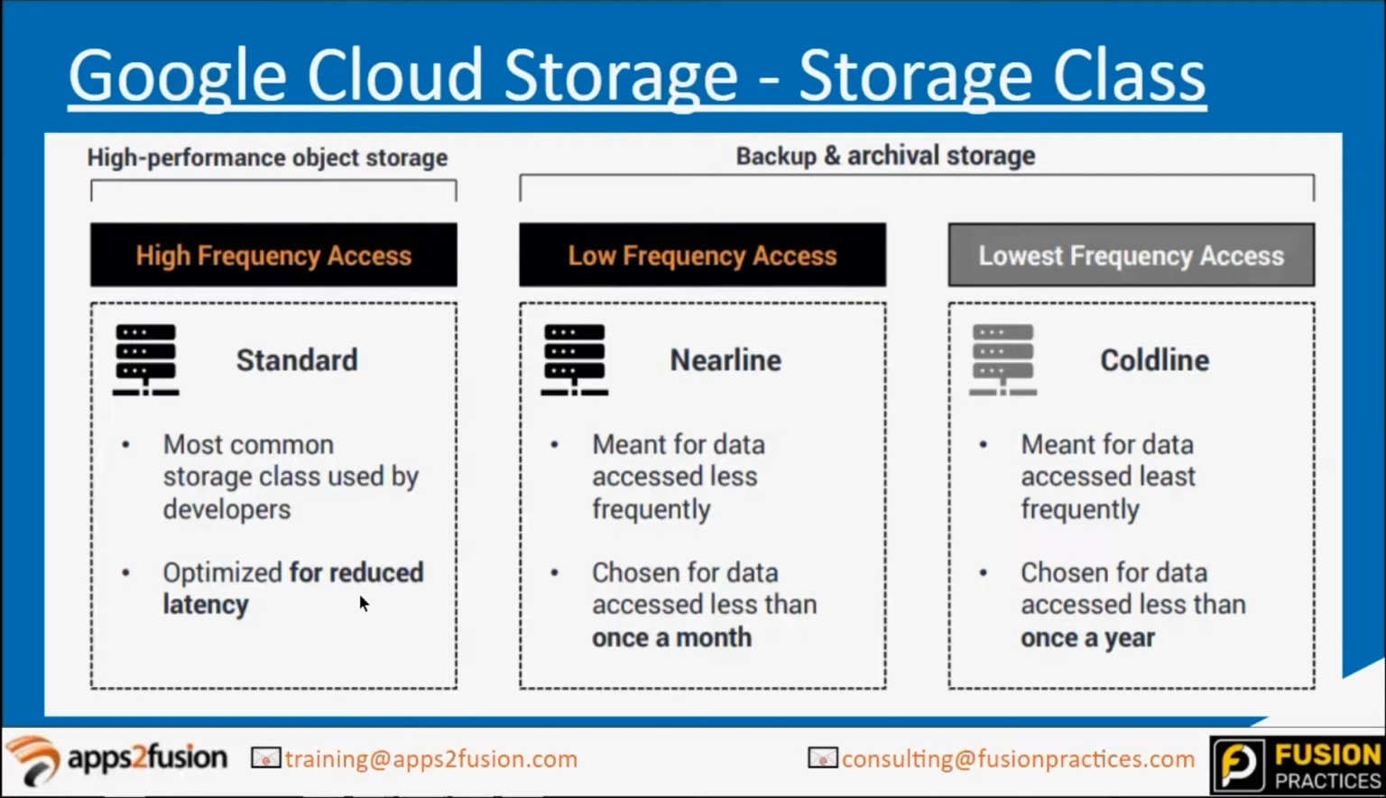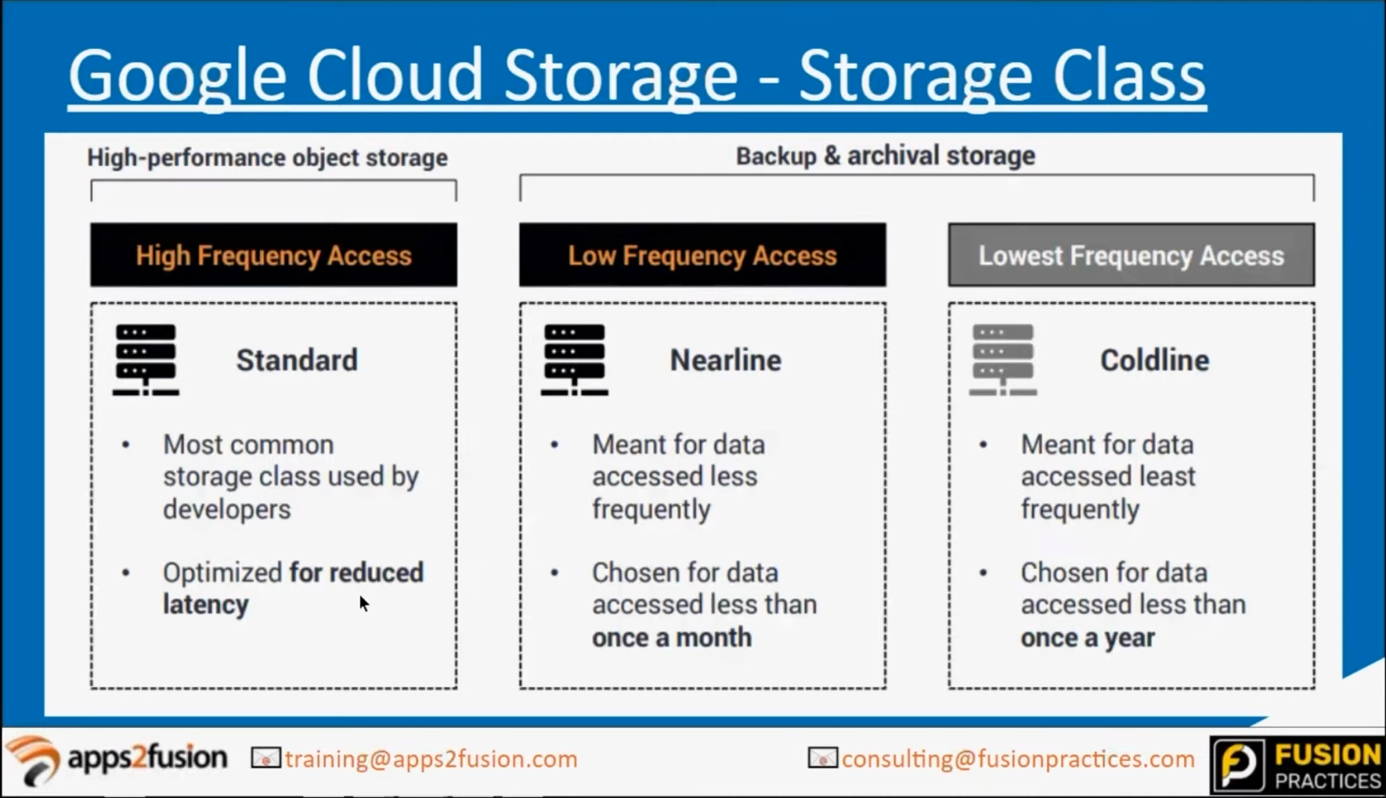Standard is the most common storage class used by developers, optimized for reduced latency. If you have to retrieve data daily or quite frequently with high performance, then this is advised. And for backup and archival, you have two storage classes, that is nearline and coldline. Nearline has low frequency access, and coldline has the lowest frequency access.